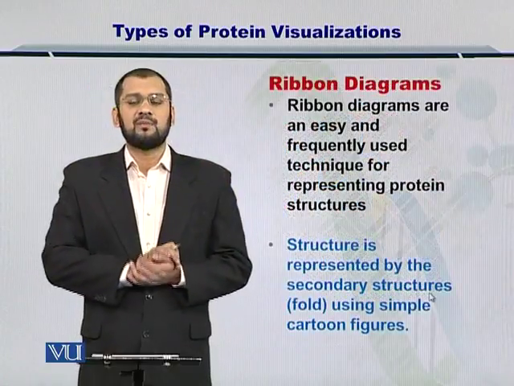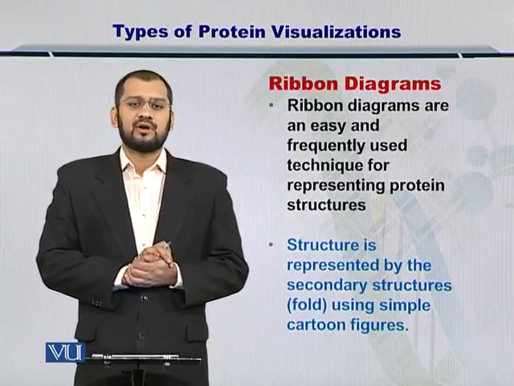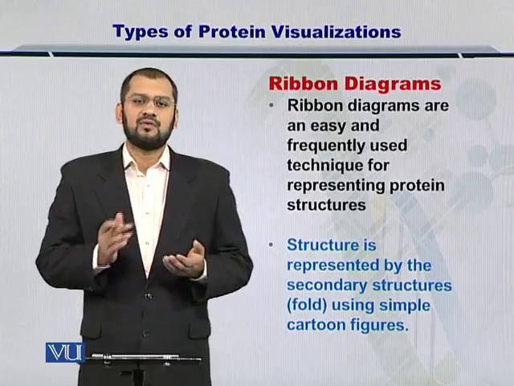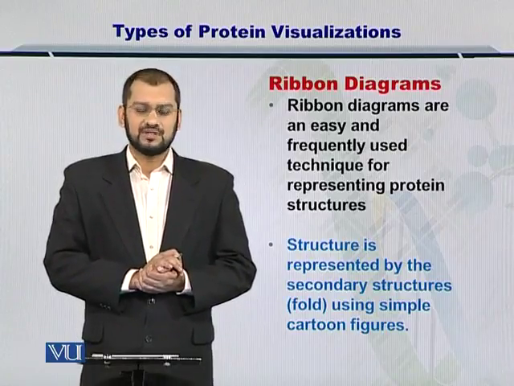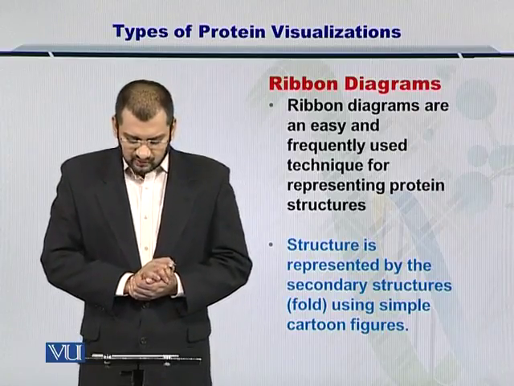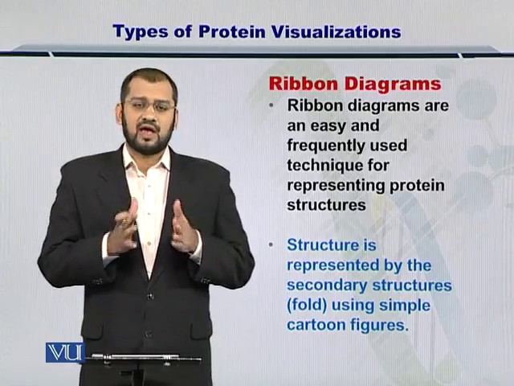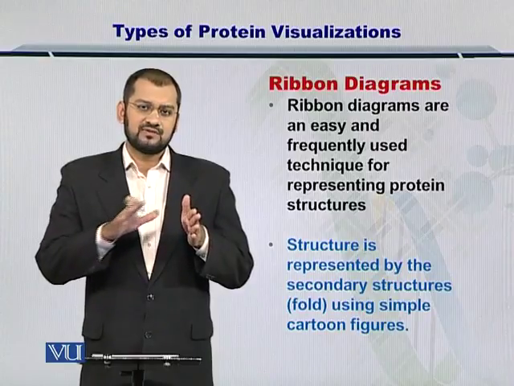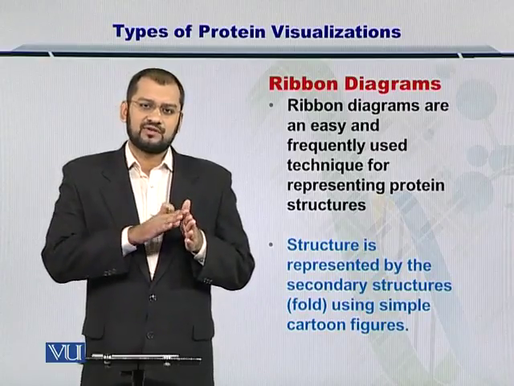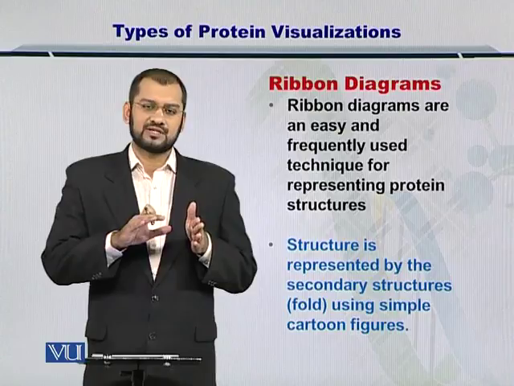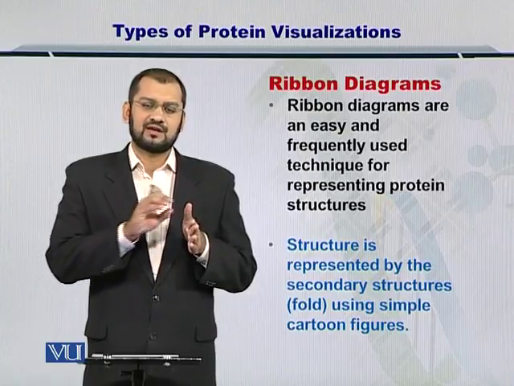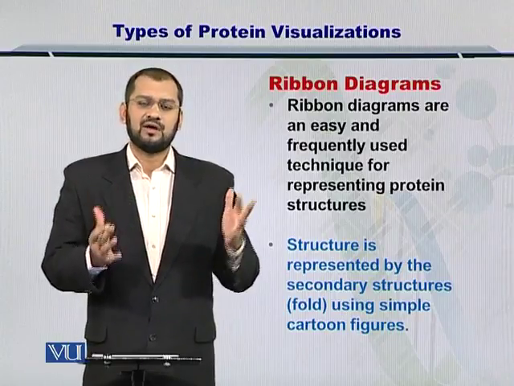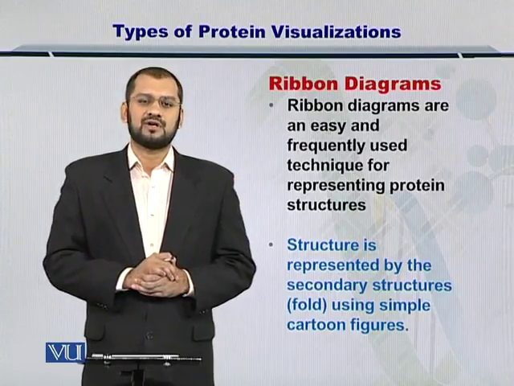Next, you have the ribbon diagram. The ribbon diagrams are a simplified representation and are very popular amongst the bioinformaticians. So the ribbons, as is obvious from the name, are simply the secondary structures that are present in the protein structure. So you represent each secondary structure by a ribbon, and these ribbons come together towards the overall protein structure.